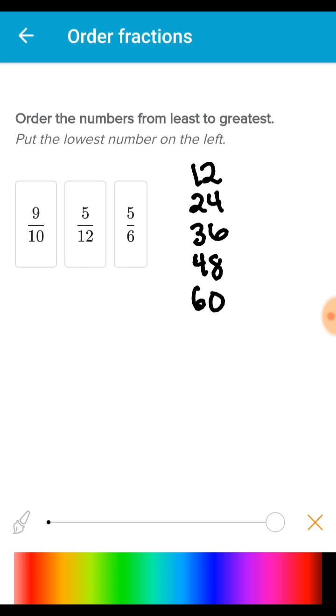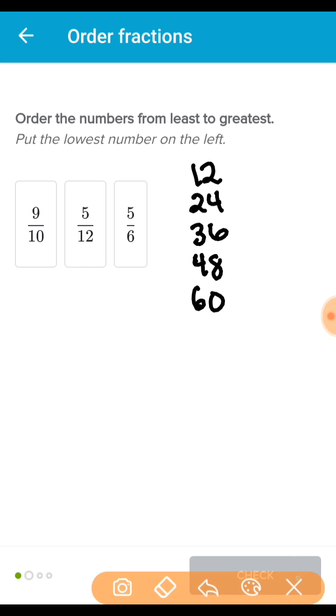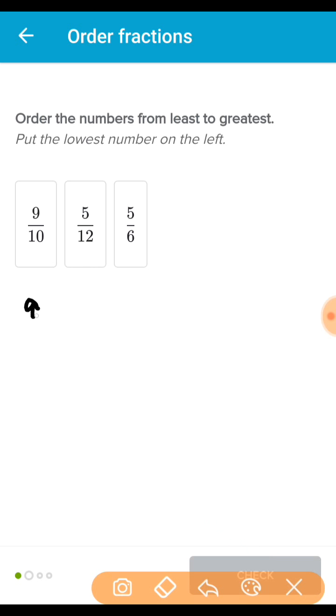So ultimately, I'm going to write equivalent fractions where all of the denominators are 60. So if I take 9 over 10, and make an equivalent fraction with a 60 in the denominator, that means I have to multiply 10 by 6. So I multiply 9 by 6, and that gives me 54.